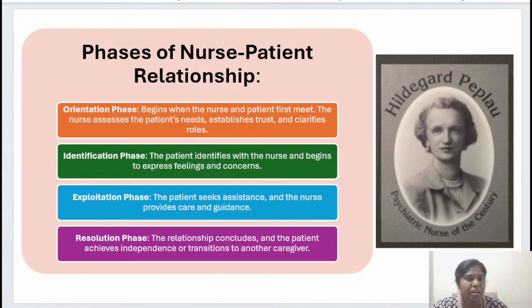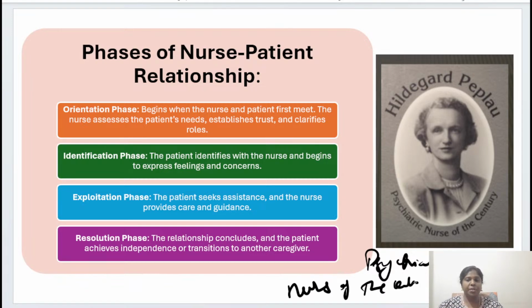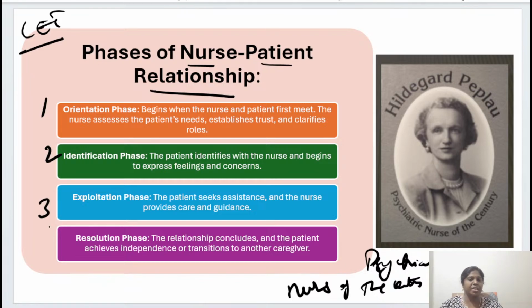She is a female nurse, Hildegard Peplau. She was the psychiatric nurse of the century, and she developed the nurse-patient relationship. You will have this in your fundamentals of nursing and also in the CET subject. She developed this interpersonal relationship. According to that nurse-patient relationship, there are 4 phases.